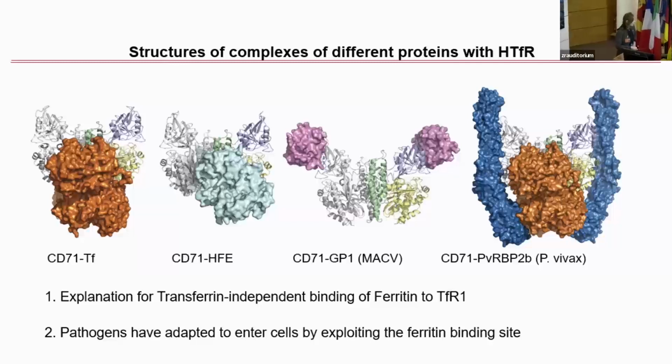One, the fact that the binding of transferrin and ferritin is independent on the receptor. So you can bind at the same time transferrin and ferritin. There is no exclusion of the two. And second, this domain that seemed to be there just to let the pathogens in is actually a physiological use. So this was our first observation.